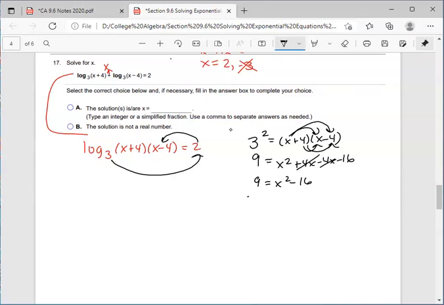So we want to set this equal to, actually this one's really easy, we don't need to use a quad program. You can set it equal to 0 and use a quad program, but really just add 16. That's 25 is equal to x squared. So x is equal to positive or -5. We already know -5 is probably not going to work, but if we go up here, -5 plus 4 is going to give us a -1, so no.